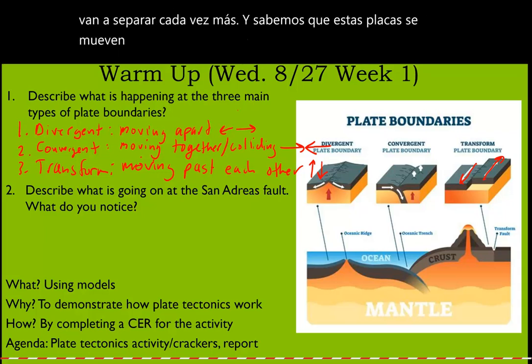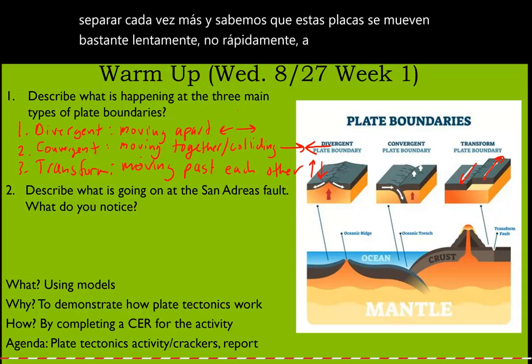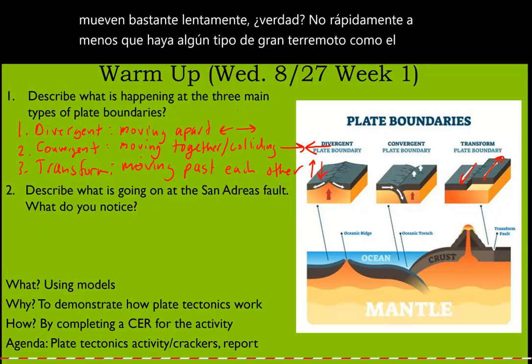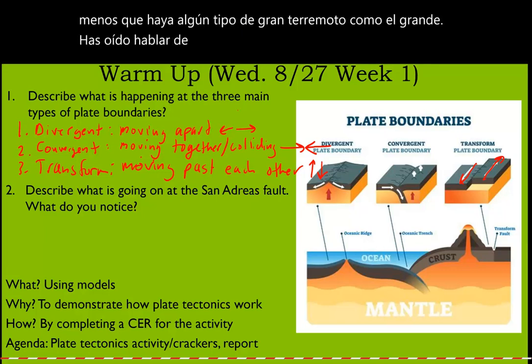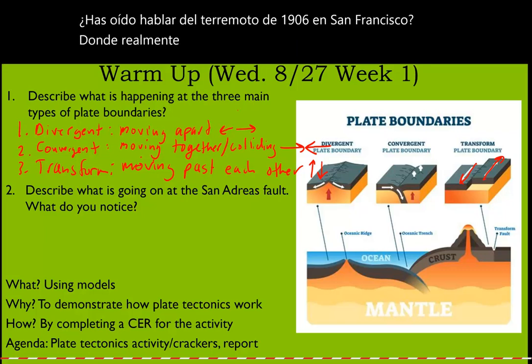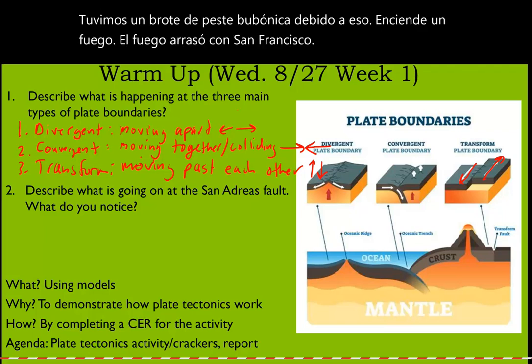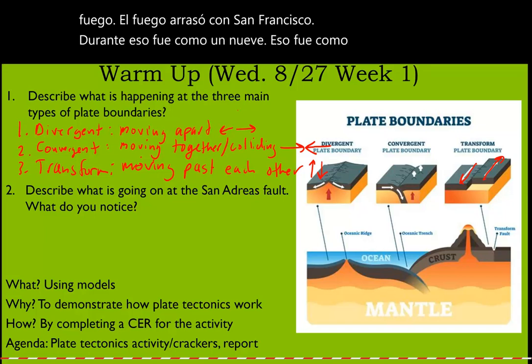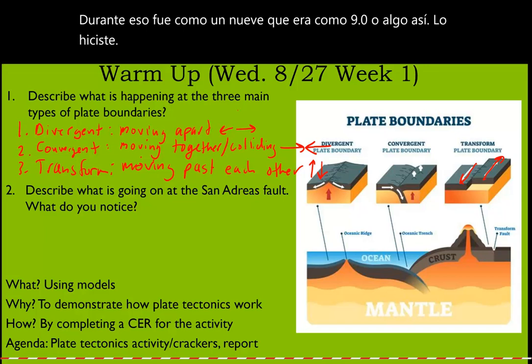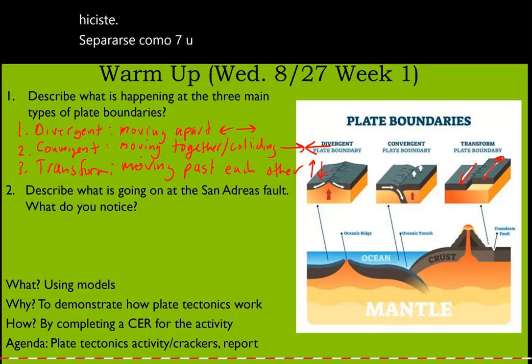Not quickly, unless there's some kind of big earthquake, like the big one. You heard of the 1906 earthquake in San Francisco, where it was really bad. Thousands of people died. We had a bubonic plague outbreak because of that. Started a fire. Fire wiped out San Francisco. That was like 9.0 or something like that. You did get separated by like 7 or 8 feet. It was really wild. It was a big, big earthquake. The one we had in 94 wasn't nearly that big.